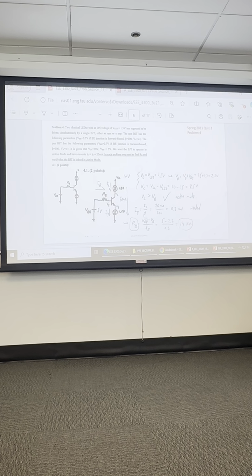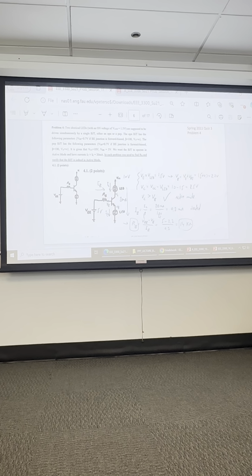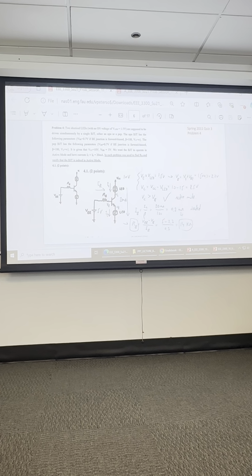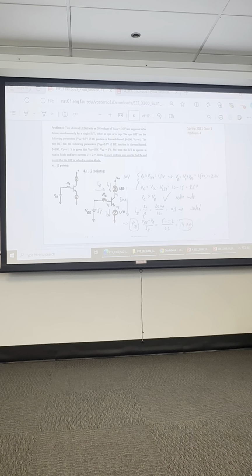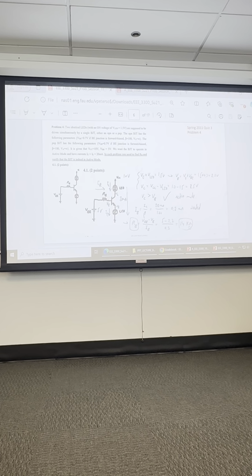That's active mode. I sub B is I sub C over beta. I sub C is 20 milliamp over 100, 0.2 milliamp. And then R_B is the 5-volt battery minus 2.2 volts on the base, over I_B. Then divide that by the 0.2 milliamp, we get 14K. So this problem is more likely a 5-minute or less type problem.